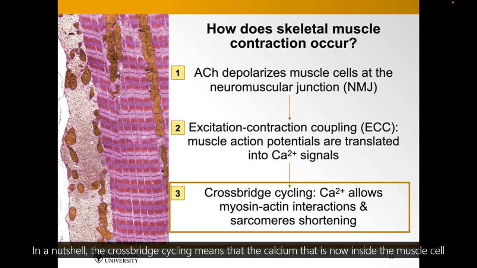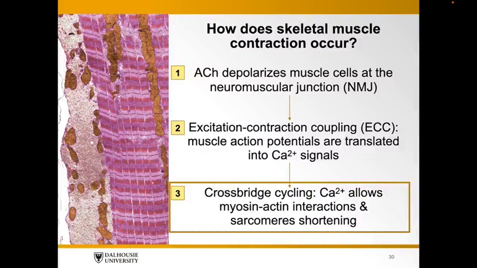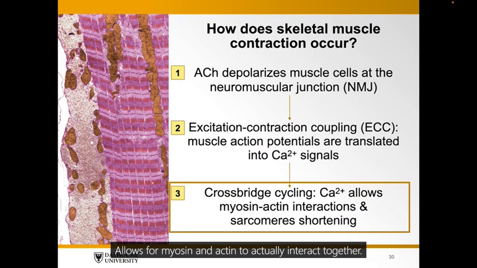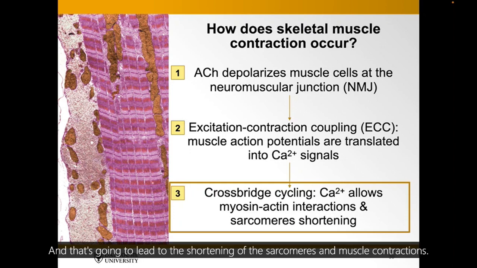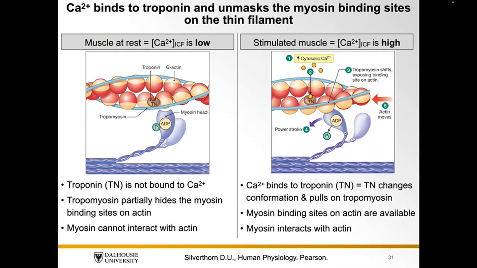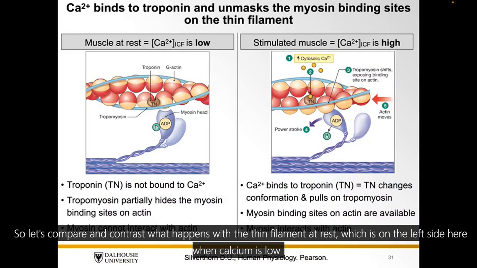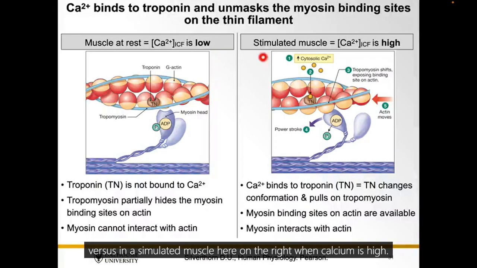In a nutshell, the cross-bridge cycling means that the calcium that is now inside the muscle cell allows for myosin and actin to actually interact together. And that's going to lead to the shortening of the sarcomeres and muscle contractions. So we finished the last video talking about calcium increasing inside the sarcoplasm. So let's compare and contrast what happens with the thin filament at rest, which is on the left side here when calcium is low, versus in a stimulated muscle here on the right when calcium is high.